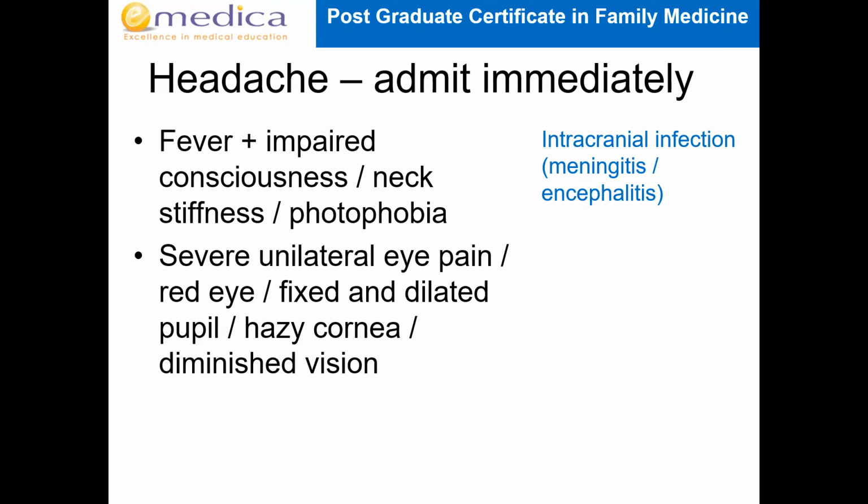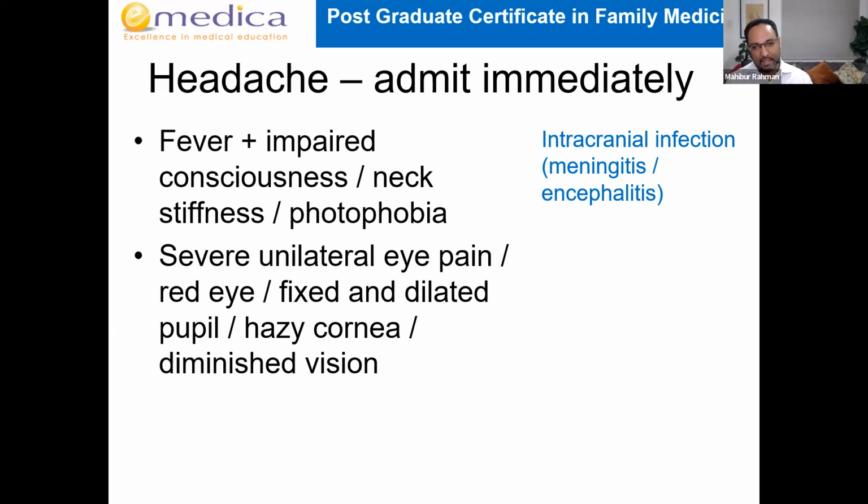Yeah, excellent. Okay, what about alongside headache, they've got pain in one eye. That eye is red. There's a dilation to the pupil, and it's in a fixed position. They may have a haziness to the cornea. Their vision may be slightly reduced compared to normal. What are we going to be thinking about?